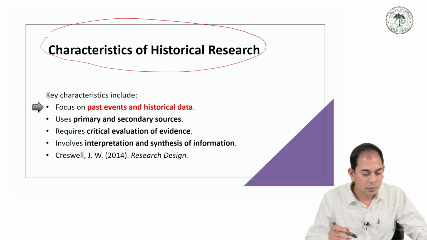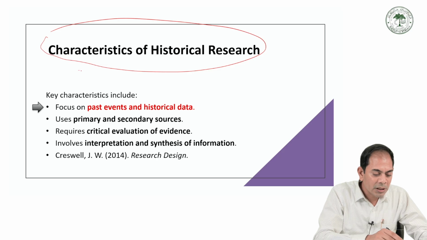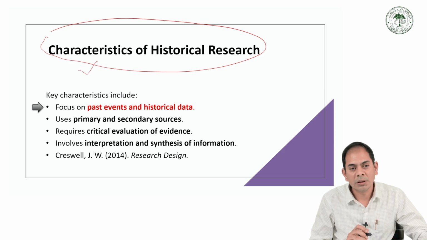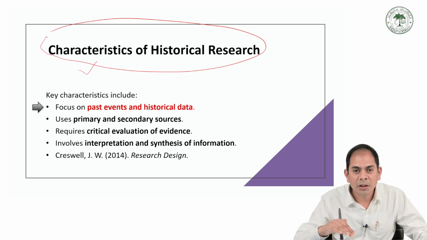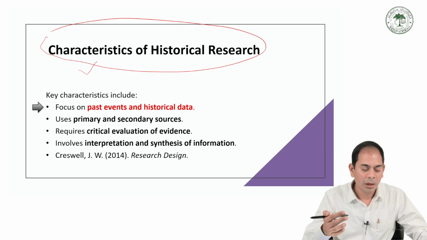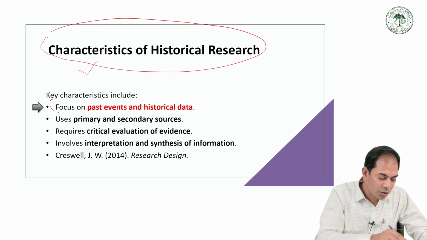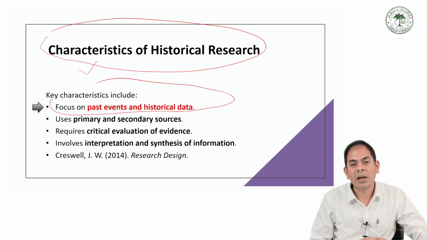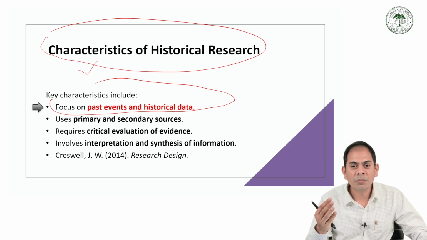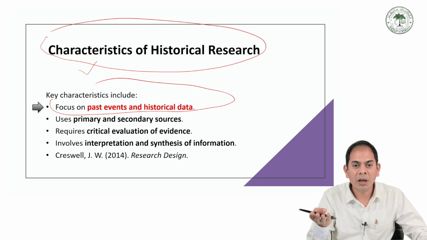Now, this is an important topic: the characteristics of historical research. What type of characteristics does historical research have? First is the focus on past events and historical data. Let us understand the key characteristics of historical research. Historical research mainly focuses on past events and historical data.